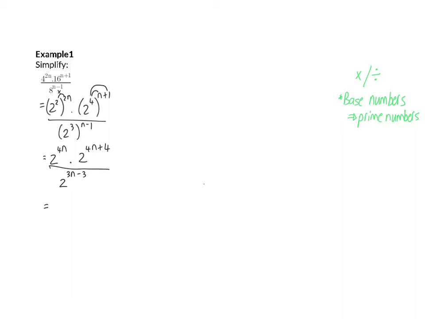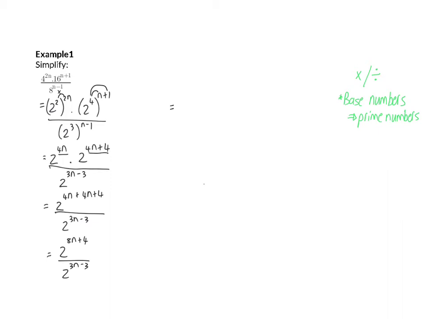Now I'm first going to simplify the numerator, and for this I'm going to keep the base at 2, because the first law says if I have the same base, I keep that base and I simply add my exponents. So I'm going to have 4n plus the 4n plus 4. And that has to be divided by 2 to the power of 3n minus 3. So now when I simplify my exponent, I have 8n plus 4, and that is now divided by 2 to the power of 3n minus 3.